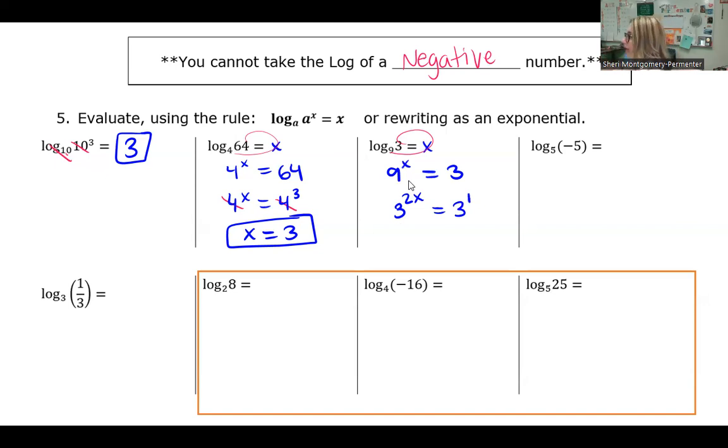Now, do the bases match each other? So I can cancel them. And when I cancel them, the exponents drop down. So I have 2x is equal to 1. But I want to know what x equals. Because there was already an x, and I rewrote 9 as 3 squared, now I have to divide by 2. So x is equal to 1/2.